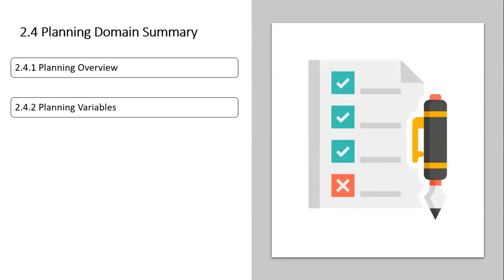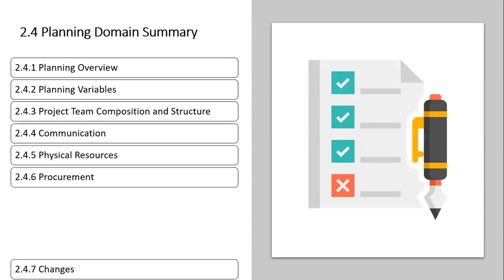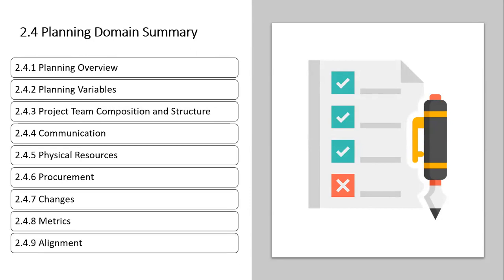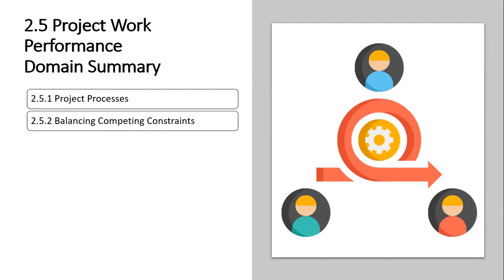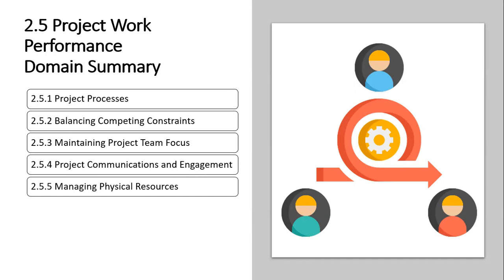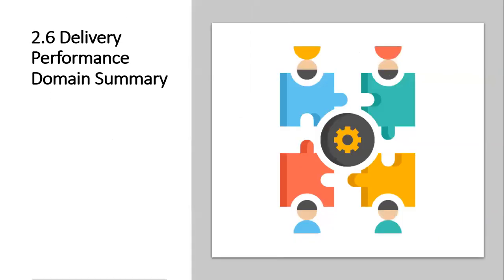Next one is the planning domain. This is all about planning. There are many planning variables that cut across the knowledge areas I showed you. We talk about the project team composition and structure, communication, physical resources, procurement, changes, metrics, alignment. These are various aspects that we plan. Going into the project work performance domain, this is where we carry out the work. We are balancing competing constraints, maintaining project team focus, big on communications. Remember, the project manager does this 70 to 90% of the time. We're managing physical resources, working with procurements, monitoring new work and changes, and learning throughout the project.